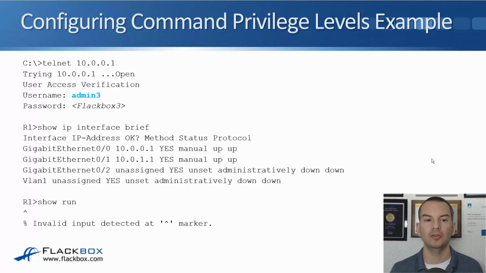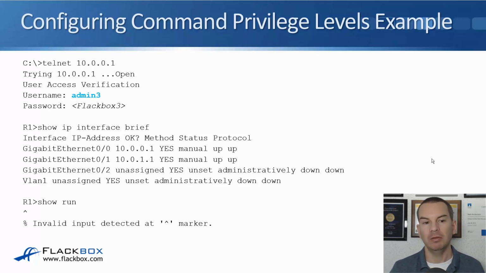If admin3 logs in, they come in at level 5. And right now, there isn't really any point in doing this because all commands are at level 15, level 1, or level 0 by default. So admin3 has got level 5, but they really haven't got any more rights than admin1 right now because we haven't set any commands to run at level 5.